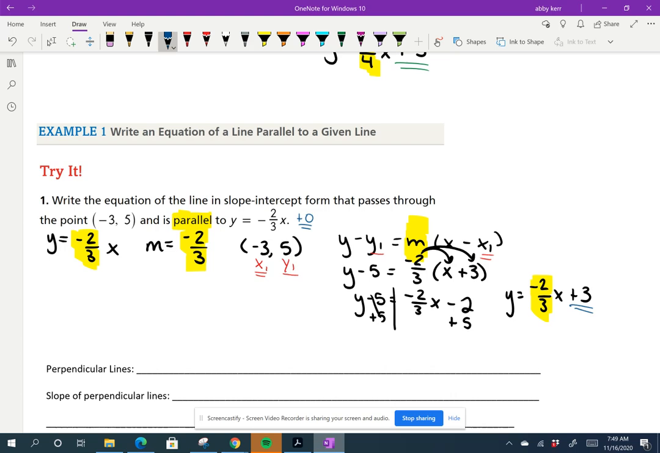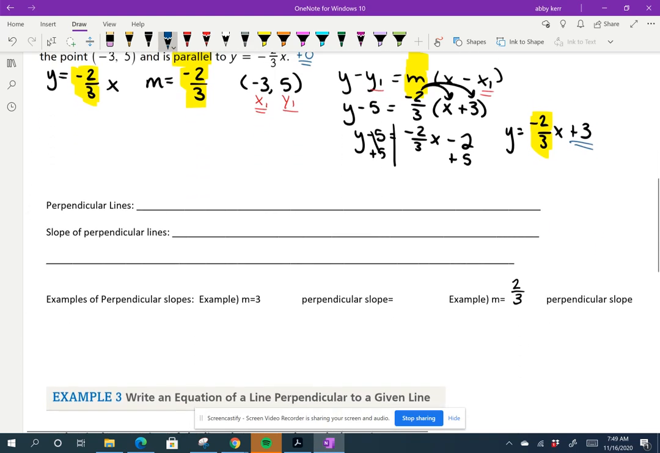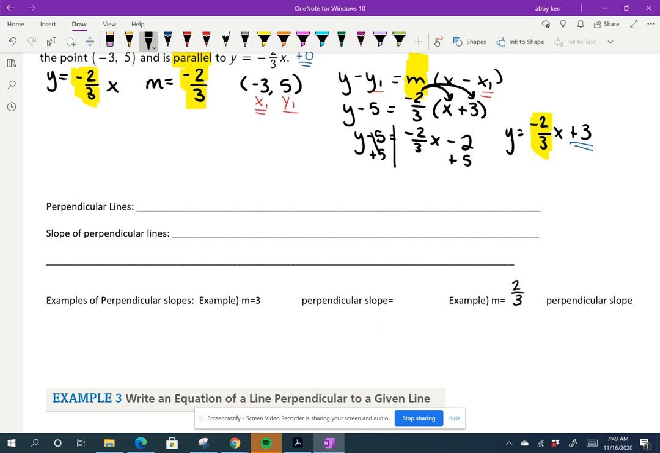Now, the opposite of parallel lines are perpendicular lines. These are lines that intersect at a 90-degree angle.